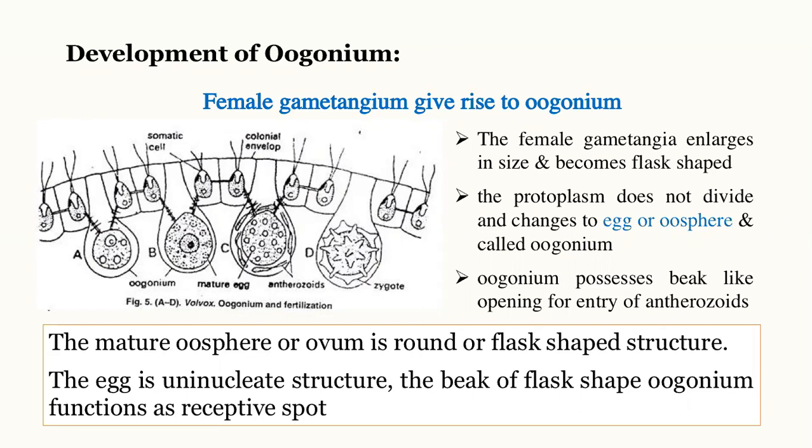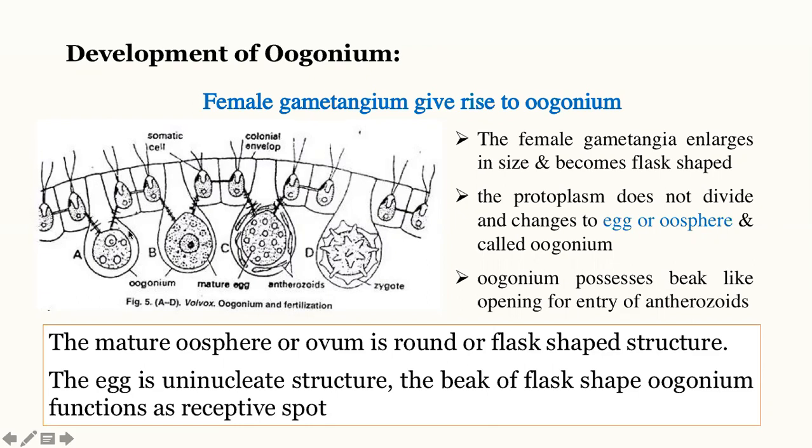So during antheridium formation, the cellular contents underwent a series of divisions to give rise to multiple antherozoids. But in the case of oogonium, the cellular contents do not undergo any division. Instead, they will enlarge, round off, and form a single egg or the oosphere.